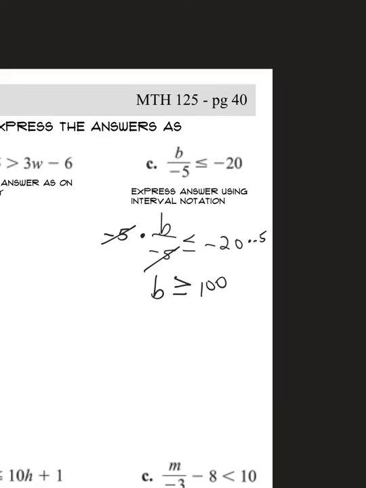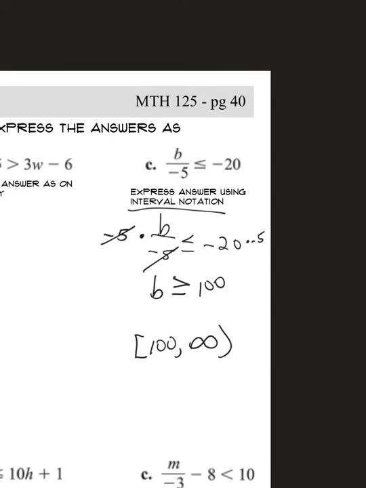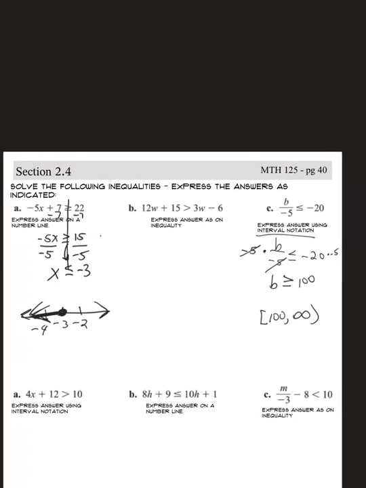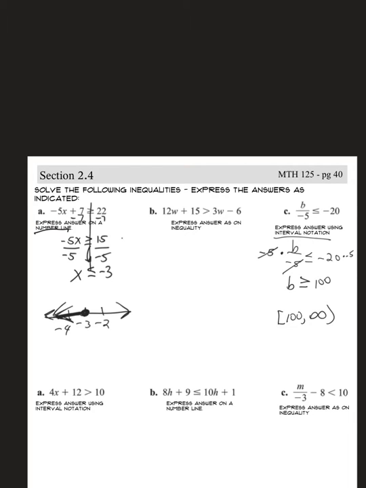There is my answer. B is greater than or equal to 100. And 100 is included. So I'm going to hit a bracket. If it's greater than or equal to 100, it starts at 100 and it goes to infinity. There's interval notation. This first one was expressing on a number line.